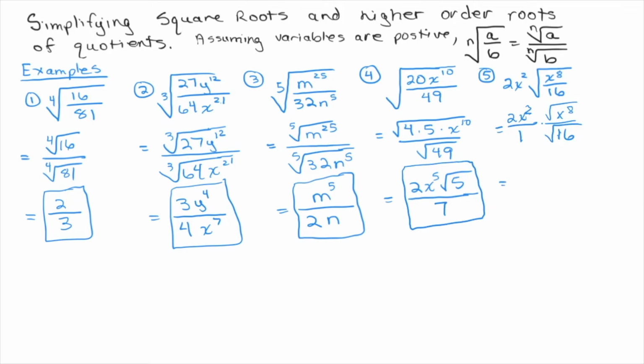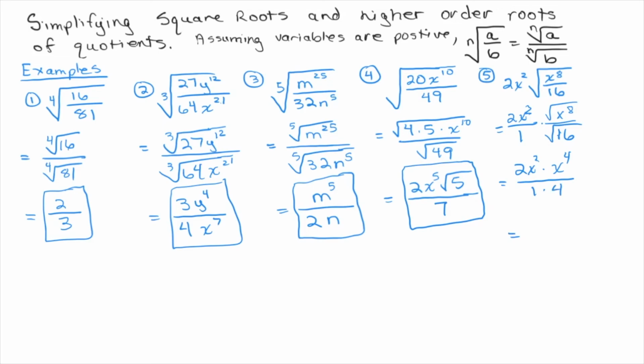All right, so what does this give me in the numerator? Well, I have the 2x squared. And the square root of x to the 8th, again, 2 into 8 is 4, so the new exponent is x to the 4th. And in the denominator I have 1 times the square root of 16, so I'm going to write that as 1 times 4.